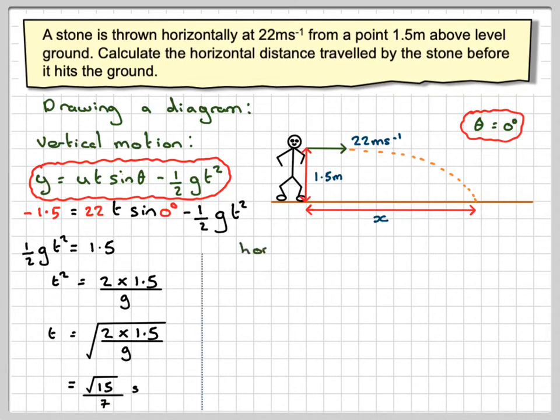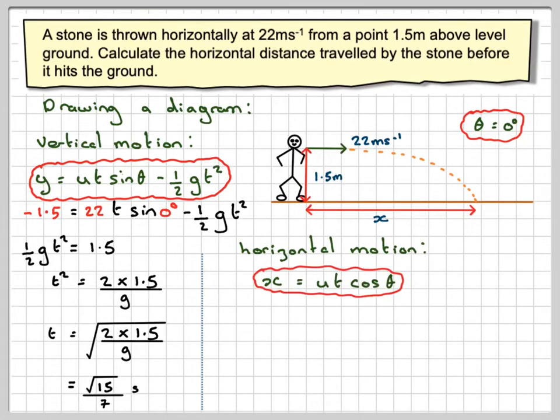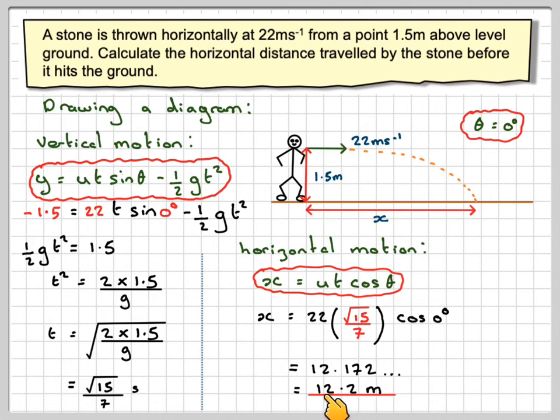Now, in order to find the horizontal distance for projectile motion, x will be u t cos theta, and therefore x will be 22 times the square root of 15/7 times the cos of 0. The cos of 0 is 1. So we need to work out 22 times the square root of 15/7, which gives me 12.172, which correct to 3 significant figures gives me 12.2 meters.